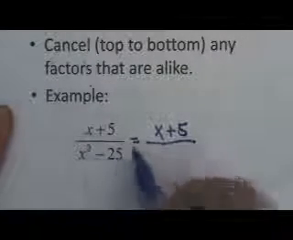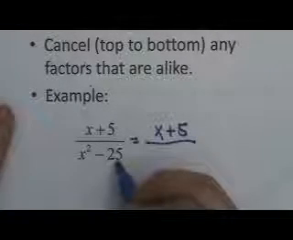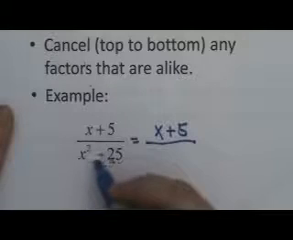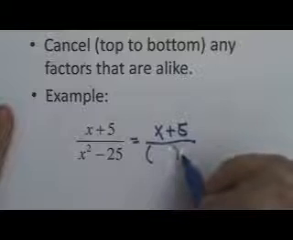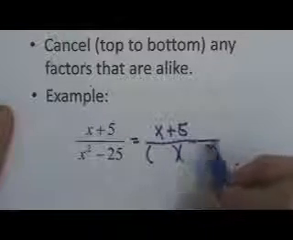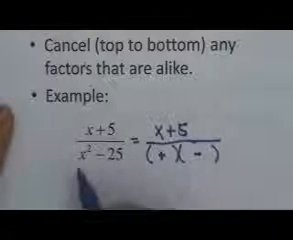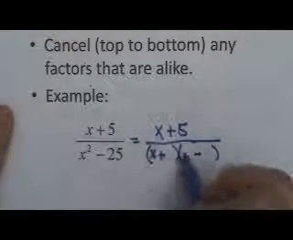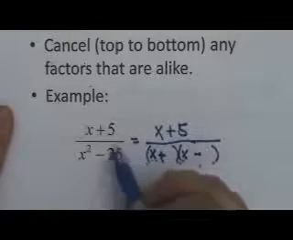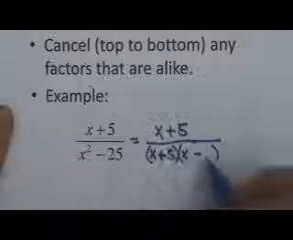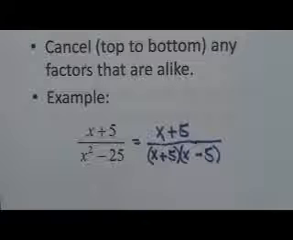x squared minus 25. Well, x squared is of course squared, and 25 is 5 squared. We have a subtraction here, so this is a difference of two squares. So remember, we factor those with two parentheses, one with a plus, one with a minus. Take the square root of the first term, so we're going to have an x, and the square root of the second term, square root of 25, is 5. Remember, 5 times 5 equals 25.